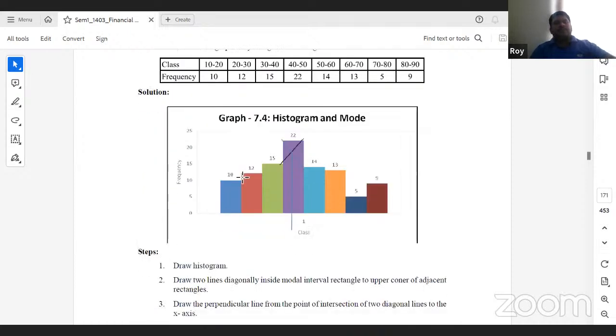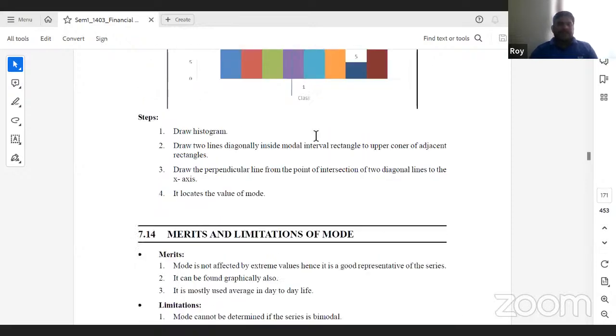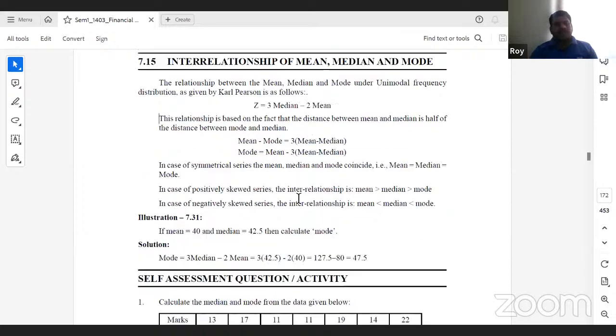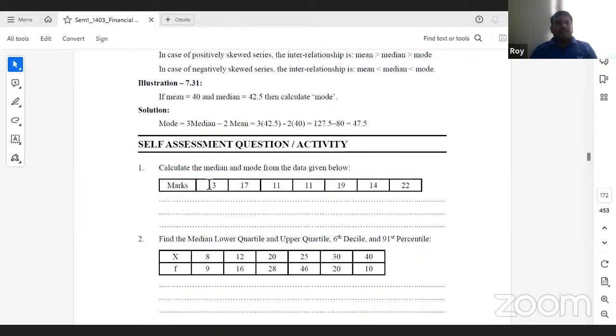Graphically, we can also draw histograms and find the mode from them. We can also cover the merits and demerits of the mode. Interrelationship also, just go through the formulas. Sometimes they will give the mode and ask you to calculate the mean, or give the mean and mode and ask for another value. We have these different formulas, and from this formula we can derive many formulas, and based on that they will give you questions.